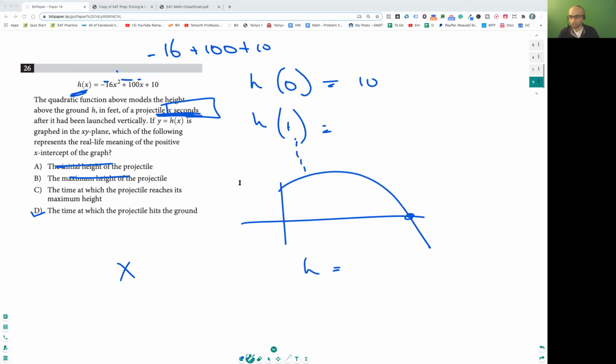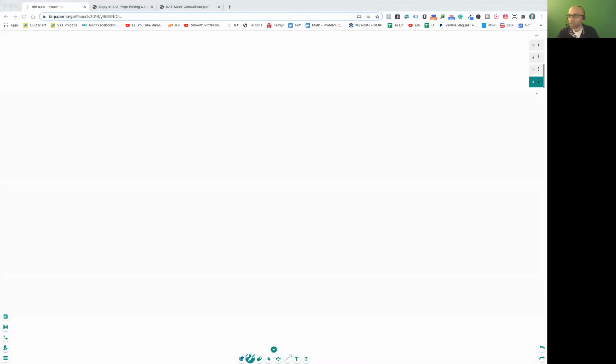Let's move on. That's coming up tomorrow, because tomorrow is quadratics and polynomials, so all of these questions will be answered. Great questions, by the way. Let's look at this one. Hopefully this is clear: the time at which the projectile hits the ground is the time when the height is equal to 0. Let's move on to the next question.